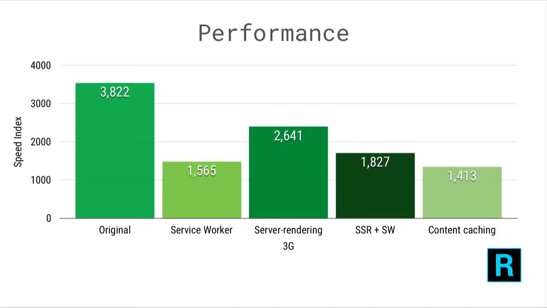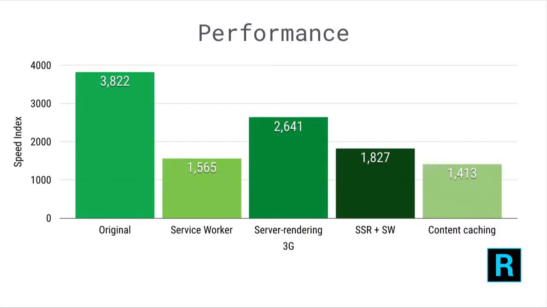Now on 3G, where it's even worse, we're still in a pretty good place. We're in a place where we started off with a speed index of almost 4,000, and we end up in a place where, with service worker caching and content caching, we've got a speed index of 1,400.